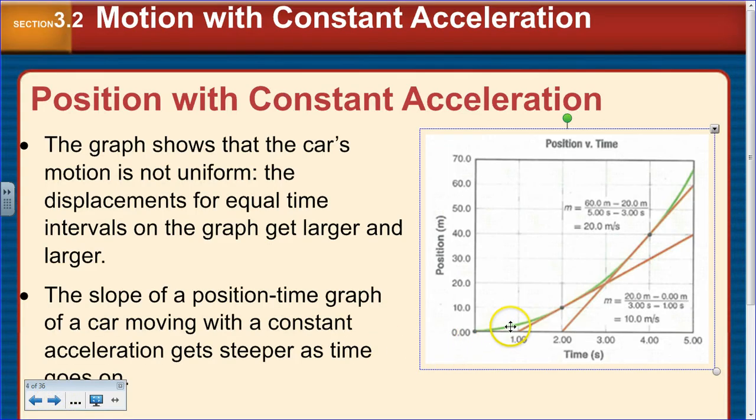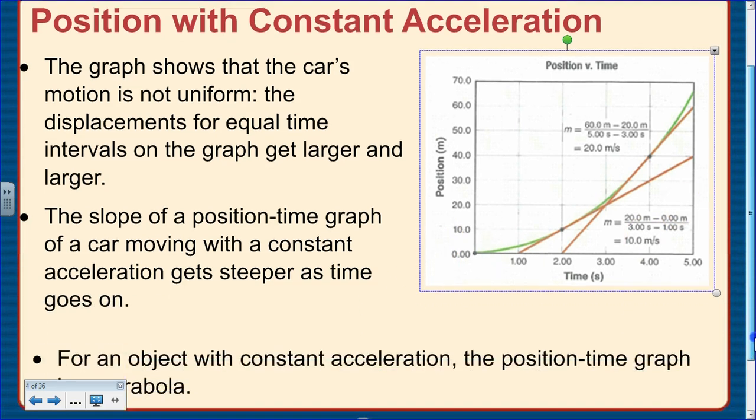If we were to graph the position at various different times, what we would see is a parabola. And if we looked at the tangent to the curve at different points, we would see the slope of the line, and we would see the slope of this line is getting steeper and steeper.